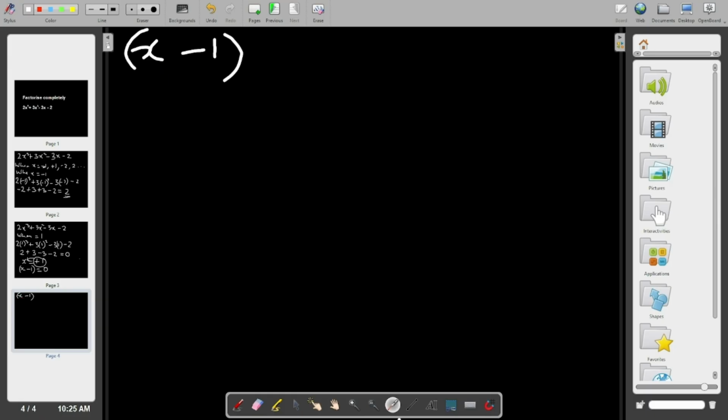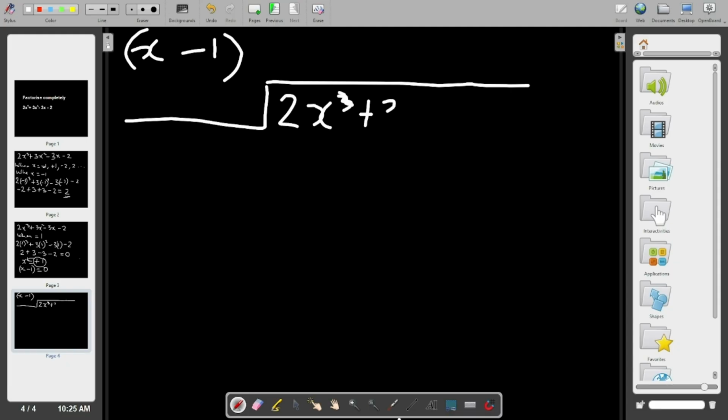So what you're going to do, you rule your division symbol like this, and then the cubic expression will be inside, which is 2x cubed plus 3x squared minus 3x minus 2. So this is the cubic expression. Then this particular linear expression that we have, we'll write it in here. That is what we're going to divide by. So here you now write x minus 1. All right, so we'll go ahead and divide.